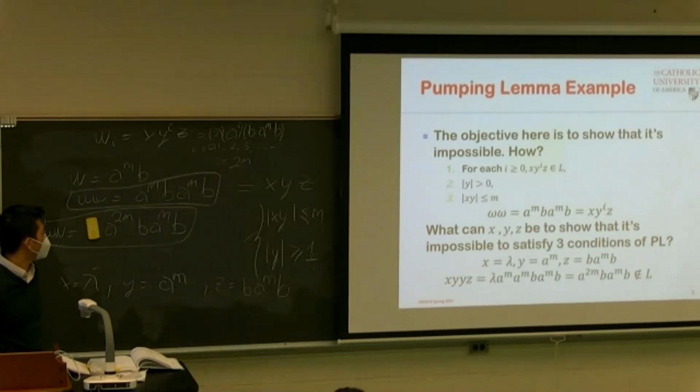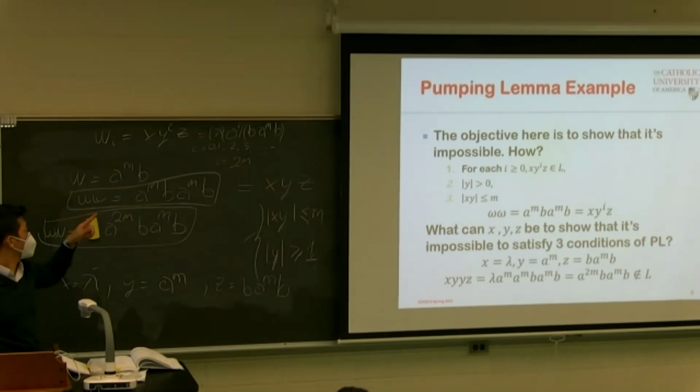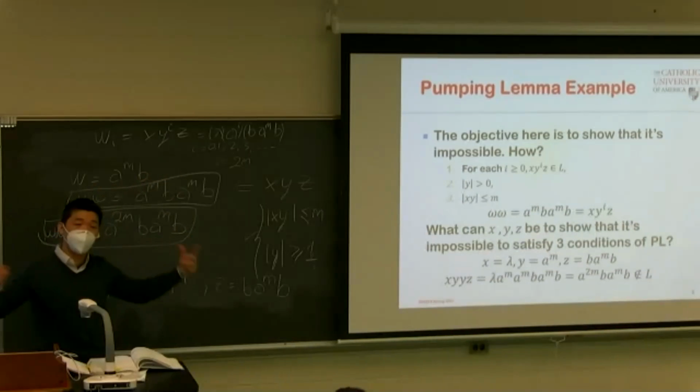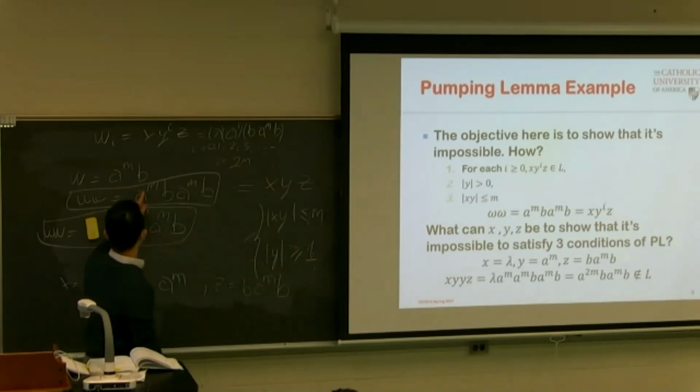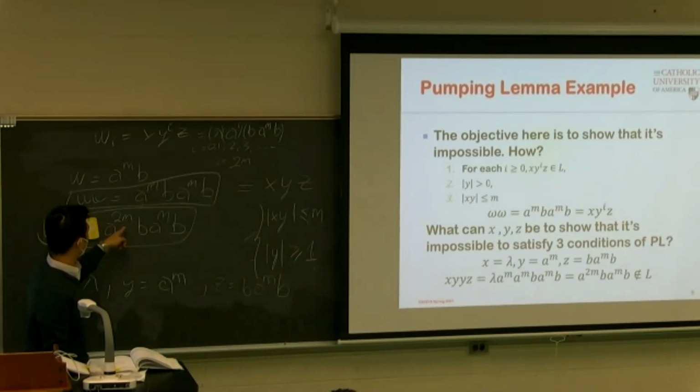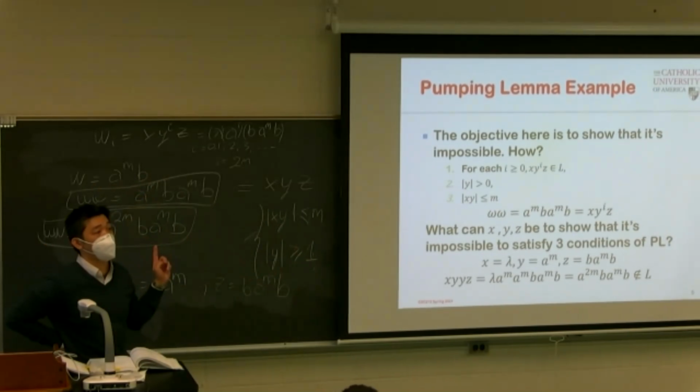You don't have to think about this too hard. Look at this w and this w. We know this is in the language because of the pumping lemma. But if that's the case, you can pump i to be any number. I'm going to pick i equal to m, and you can see that indeed this is not the same as this. So here's a contradiction. If we have a contradiction, then what do we say? It's non-regular.